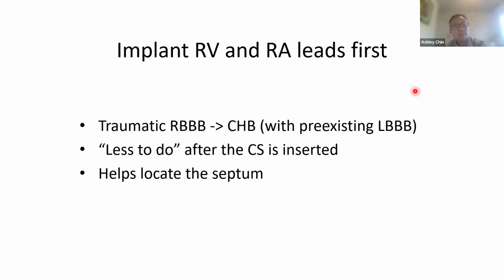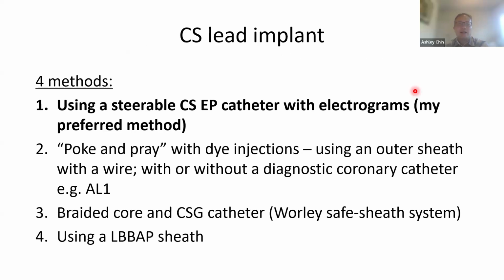And I think it also helps me because the RV lead, if you're putting it in the lower septal apical region, helps me locate the septum in the LAO view. So I know more or less the rotation of or where the septum lies. So I know when I'm crossing the septum, so to speak, to get across into the coronary sinus. So those are some of the reasons why I do it after the RA and the RV lead.